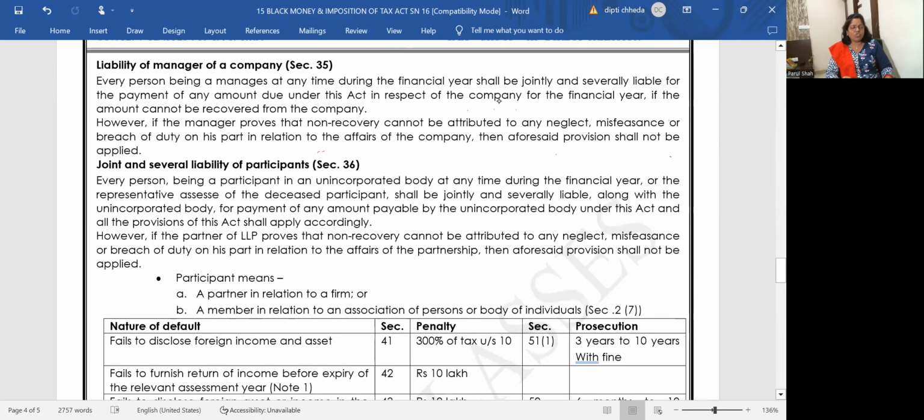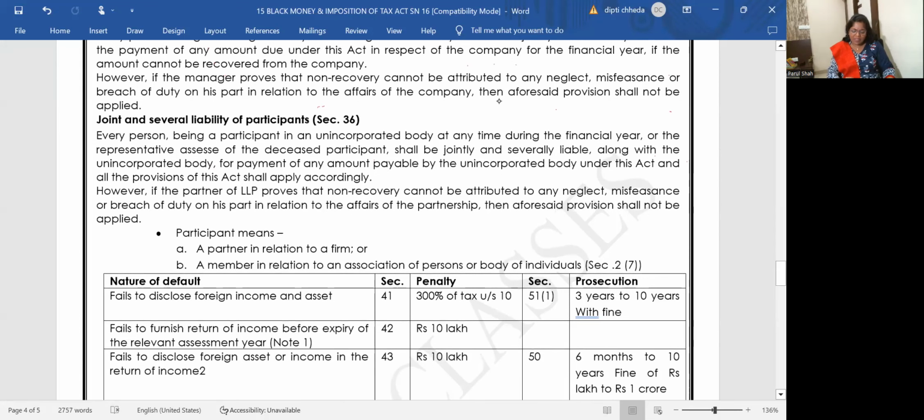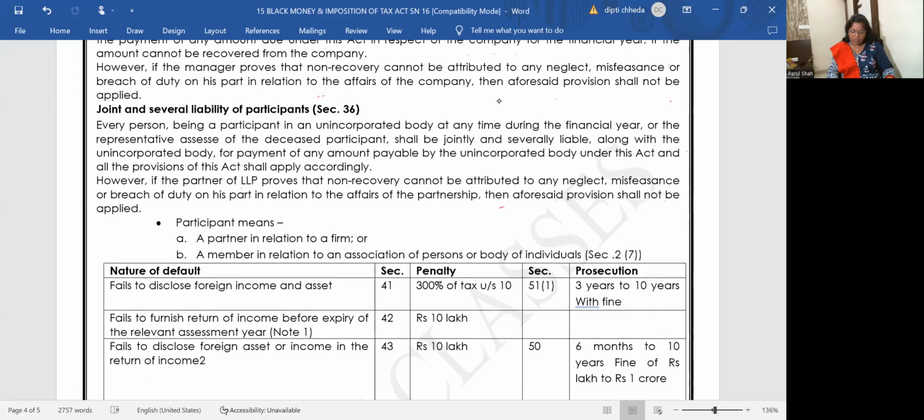excused also. Joint and several liability of the participants. Every person being a participant in an unincorporated body at any time during the financial year, or the representative of a deceased participant, shall be jointly liable along with the unincorporated body for the payment of the amount payable by the body under this Act. So on behalf of a firm, if the partners are there, and if the partners are not there, then the deceased participants' successors are liable to pay till they hold the assets. All this we have done. However, if the partner or LLP proves that non-recovery cannot be attributable to negligence on their part, then it may not apply.